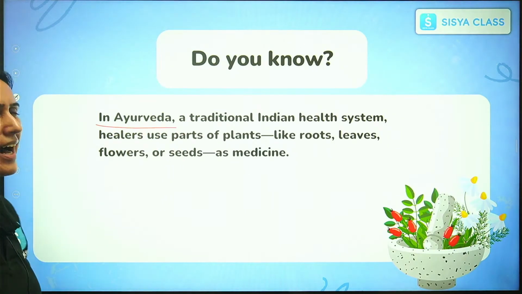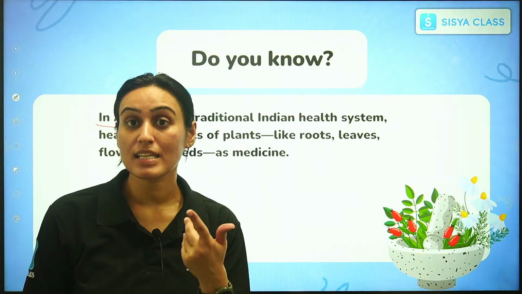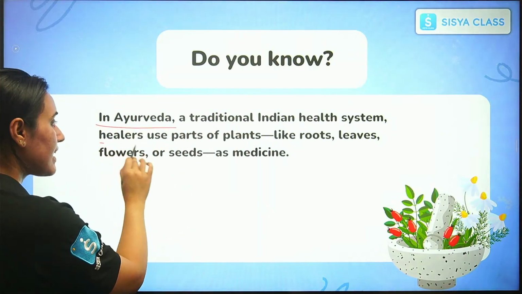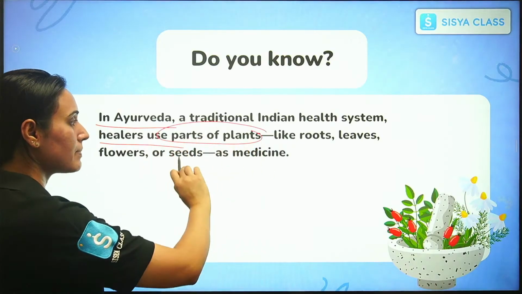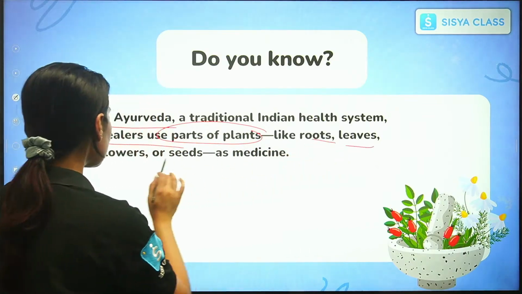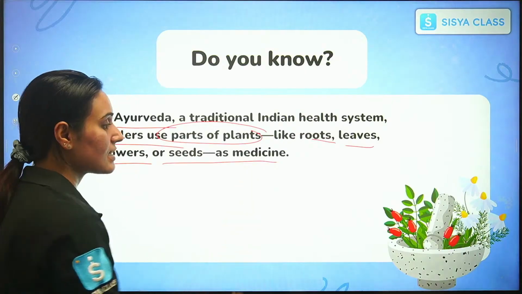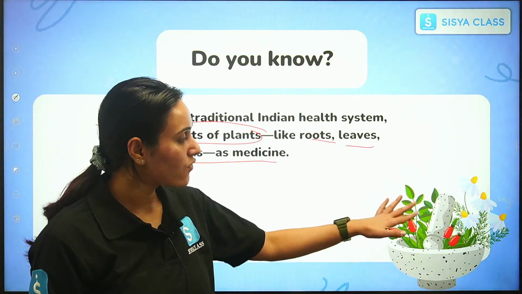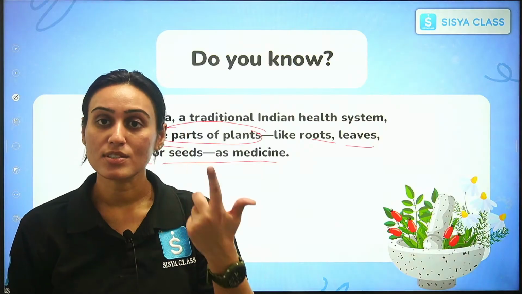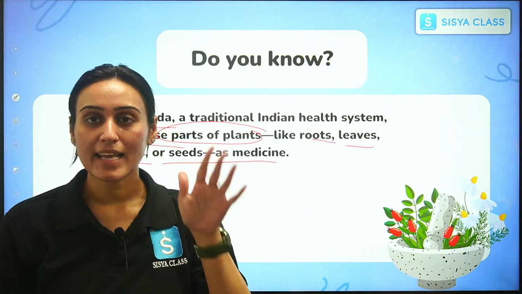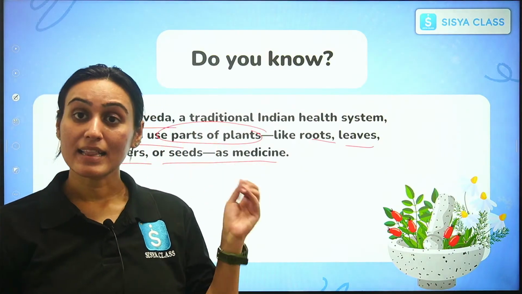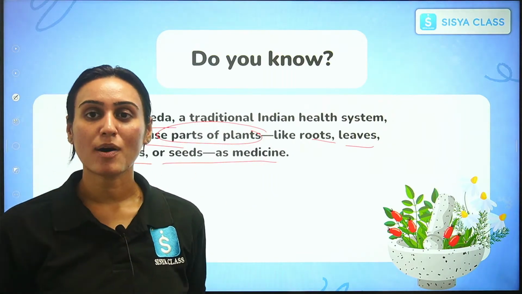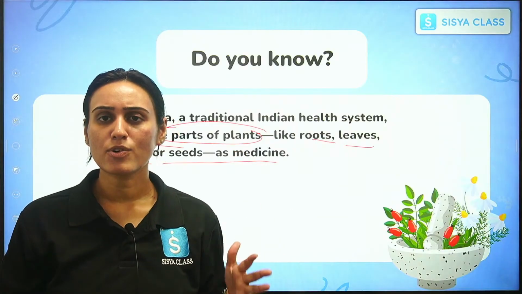how do we use this process of evaporation in Ayurveda? In Ayurveda, a traditional Indian health system, healers use certain parts of plants like roots, leaves, flowers, or even seeds as medicine. So how is evaporation coming into the picture here? They first dry those roots, leaves, and seeds so that the excess water evaporates, and then they turn them into medicine. So here also we are taking help of evaporation. We are trying to remove the excess water.